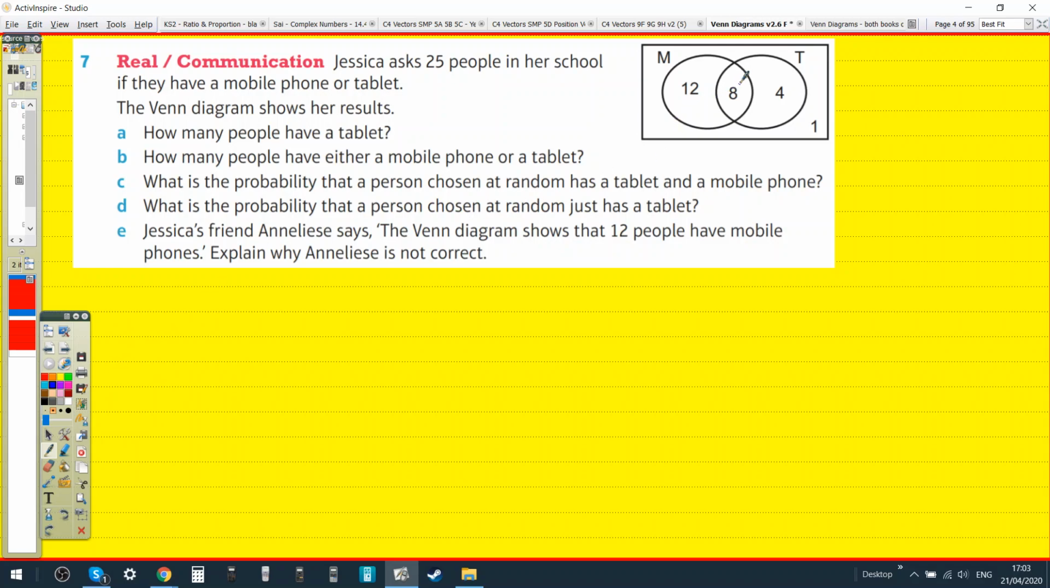And do these people in the middle have a tablet? That's it. Let's see. Either a mobile phone or a tablet. So not both a mobile phone and a tablet. Either or.